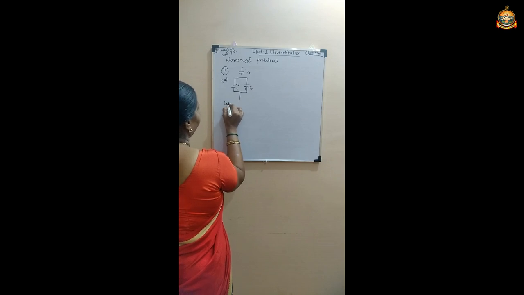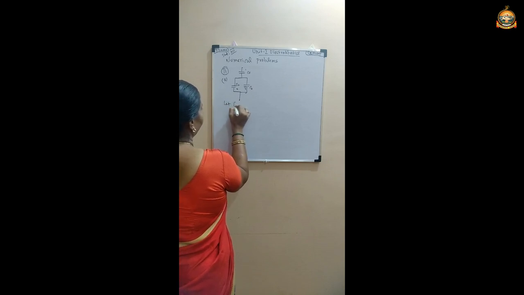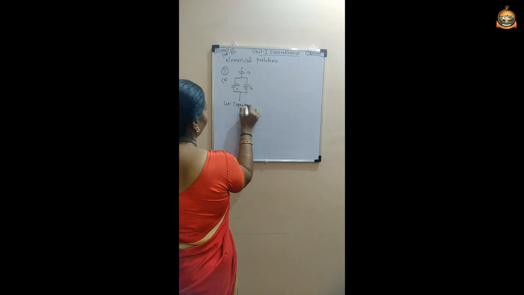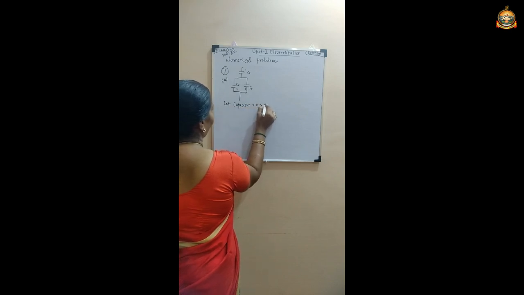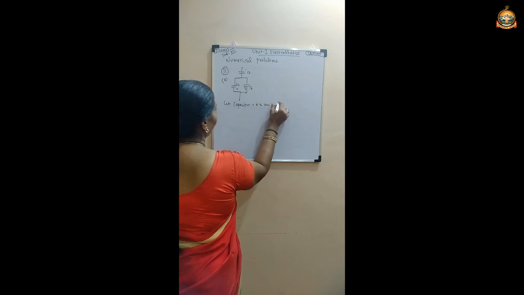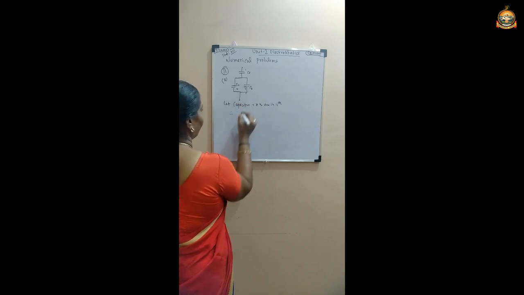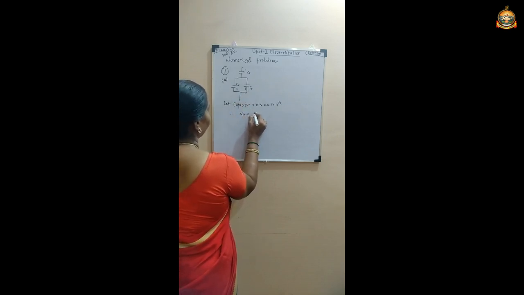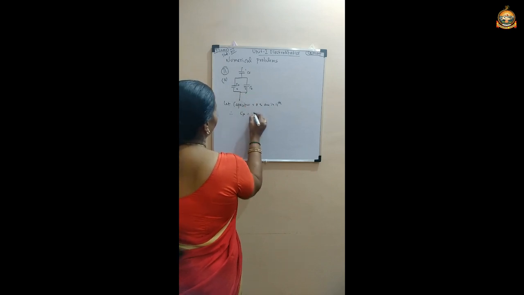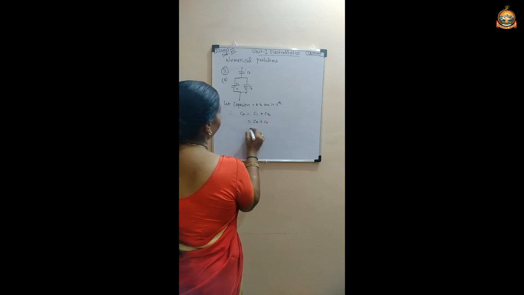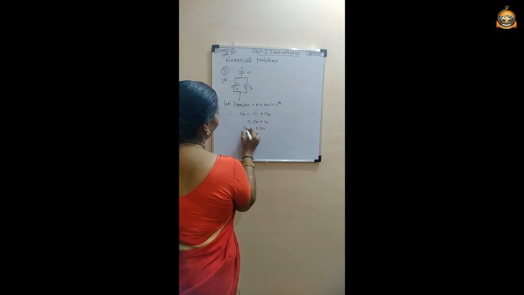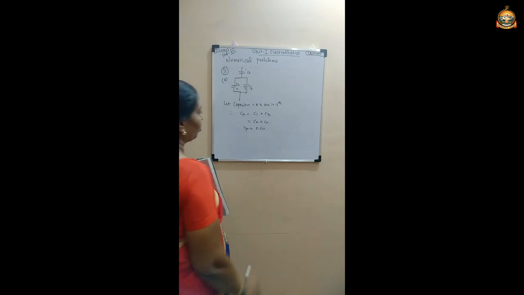Therefore, we have to first consider, let us take a capacitor. 2 and 3 are in parallel. Therefore, what is the capacitance of these parallel combinations? Cp is equal to what? What is the formula? C1 plus C2. So that is equal to C0 plus C0, that is equal to 2 C0. This is the total capacitance in parallel form.